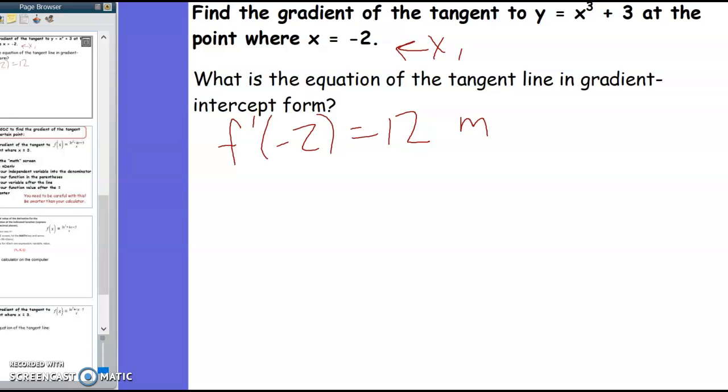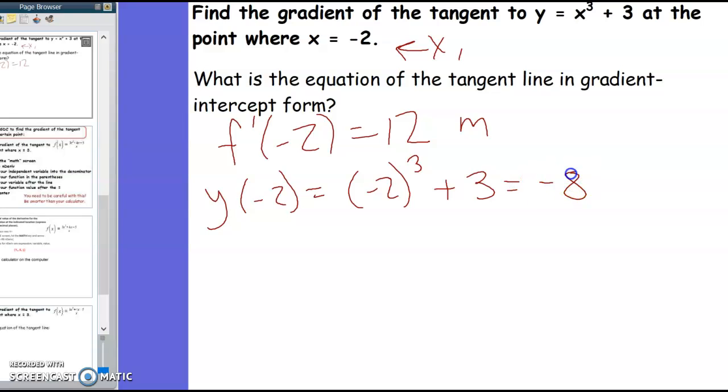So I'm going to take the x value of -2 and substitute it into this equation to find the y value that goes with it. If I want to, I can use notation like y of -2. Take -2 and substitute it in for x. -2 to the third is -8, plus 3 is -5. So there is my y sub 1 value.